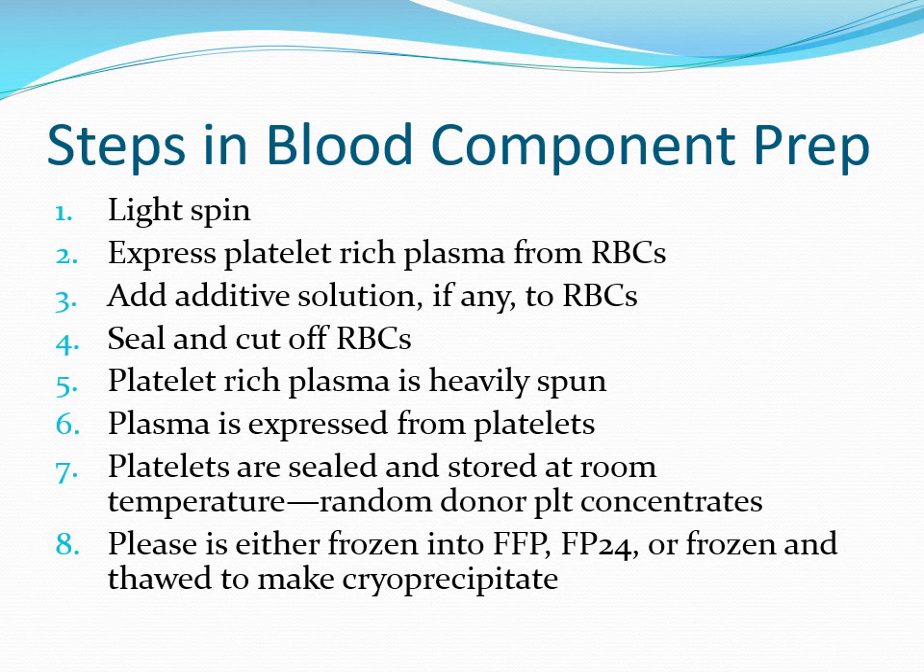We're going to do a light spin, and then we're going to express the platelet-rich plasma from the RBC. So we're going to spin it down. RBCs are going to be on the bottom. We're going to have those platelets up top. We're going to express it off. Back in the day, and sometimes when we're having downtime and our machines are down, we can do this manually, but there's actually machines set up that do this automated, which is really neat.